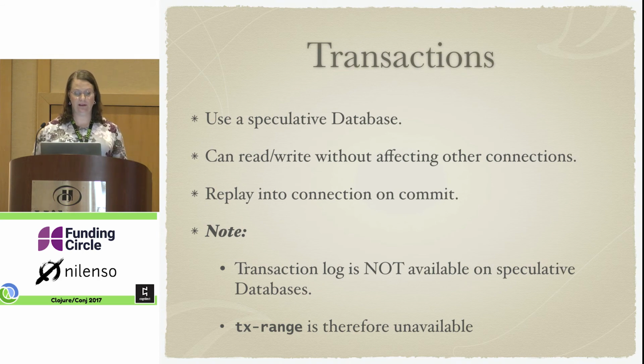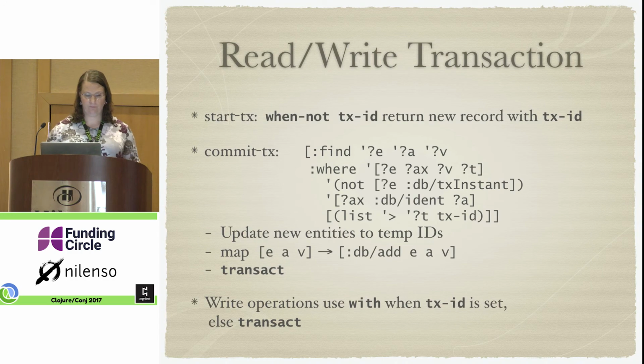Now, this is performed by using a speculative database through the use of with, and then replaying the data using transact or transact sync when the commit is performed. Ideally, we would use the transaction log for this replay, but speculative databases don't maintain a log, so we can't call TX range on it. Now, the way Naga manages these transactions is through the use of startTX and commitTX functions. These each return a record with a transaction started or committed respectively. StartTX just checks to see if a transaction is already underway, and if not, it records the current transaction ID and returns that new record with that ID recorded. If the transaction was already happening, then why are you calling StartTX? You might want to check your code.